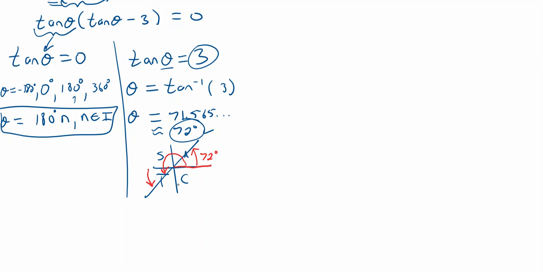So you're probably seeing where I'm going here. This would just be 180 degrees plus our 72 degrees. Okay, so that would be our second angle. So here I'll call that angle 1. And this will be angle 2 for a second. So this will be 180 degrees plus 72 degrees. So our angle 2 is going to be 252 degrees. All right.